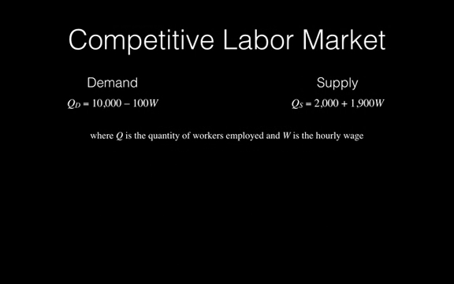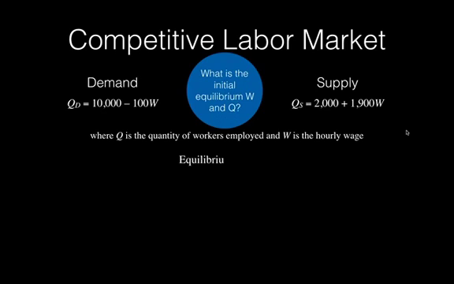So in this one, we're going to be taking a look at a labor market, and we're given the demand and supply functions. So the demand for labor, the quantity demanded of labor, is going to be equal to 10,000 minus 100 W, where W is the hourly wage rate. And the quantity supplied is equal to 2,000 plus 1,900 W. So you are given the supply and demand functions. And what we want to find out is what is the initial equilibrium, W and Q. So we want to find the equilibrium wage rate and the equilibrium quantity of labor in this particular market that we're taking a look at.